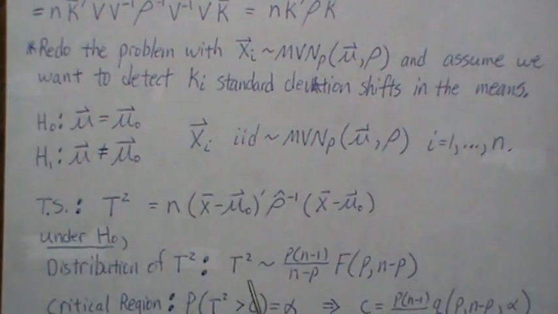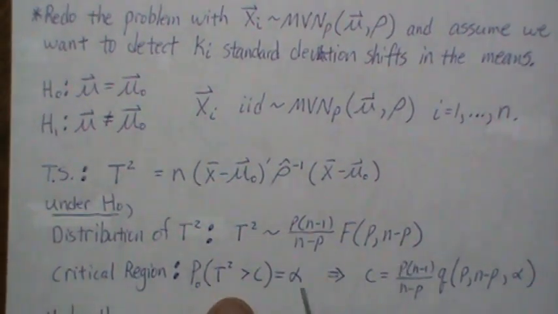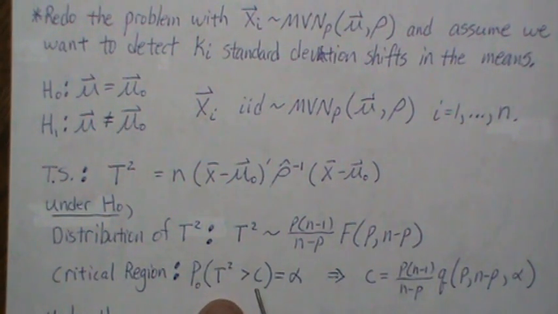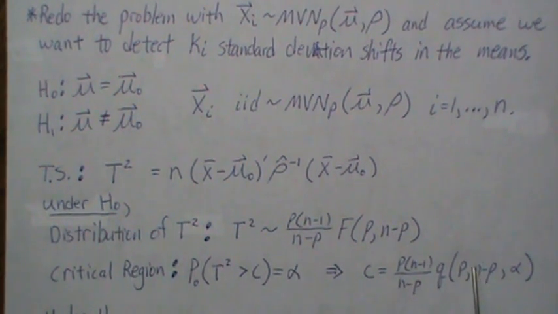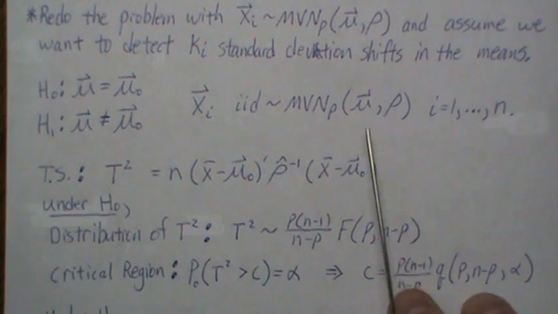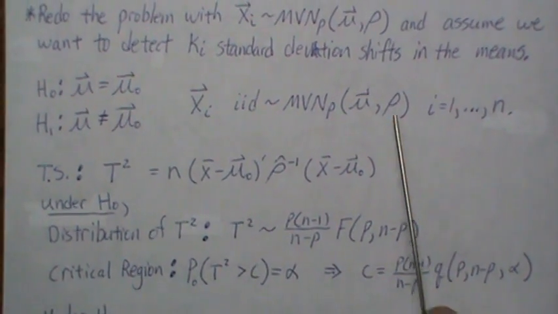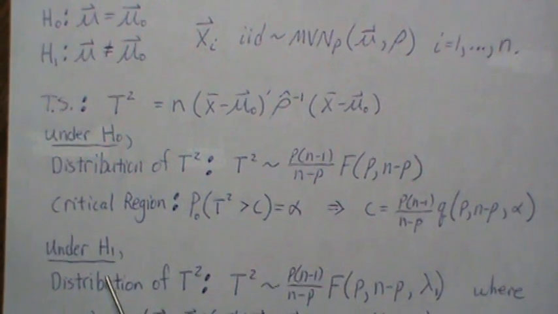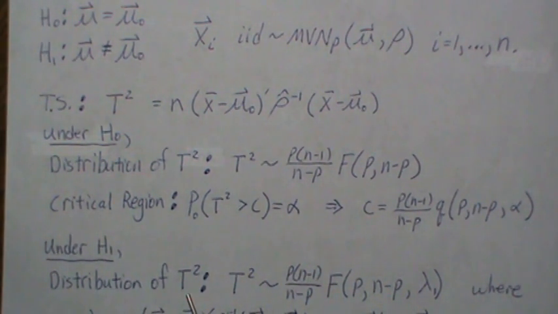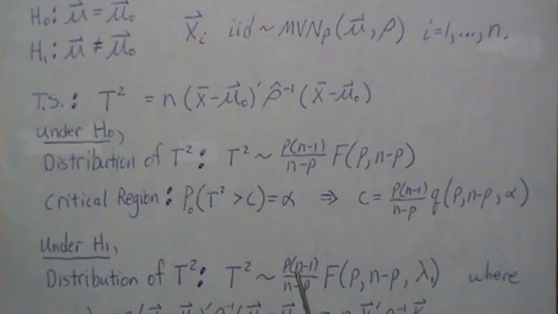Under the null, this is distributed as some multiple of an F distribution, actually the same one, with numerator p degrees of freedom and denominator n minus p degrees of freedom. The critical region is set up like this, so we have to find the C that makes this true. Remember, we're under the null, and this is the quantile of a central F distribution. This is actually the same C as the previous setup, and so far the only difference is we're assuming the variances are 1.